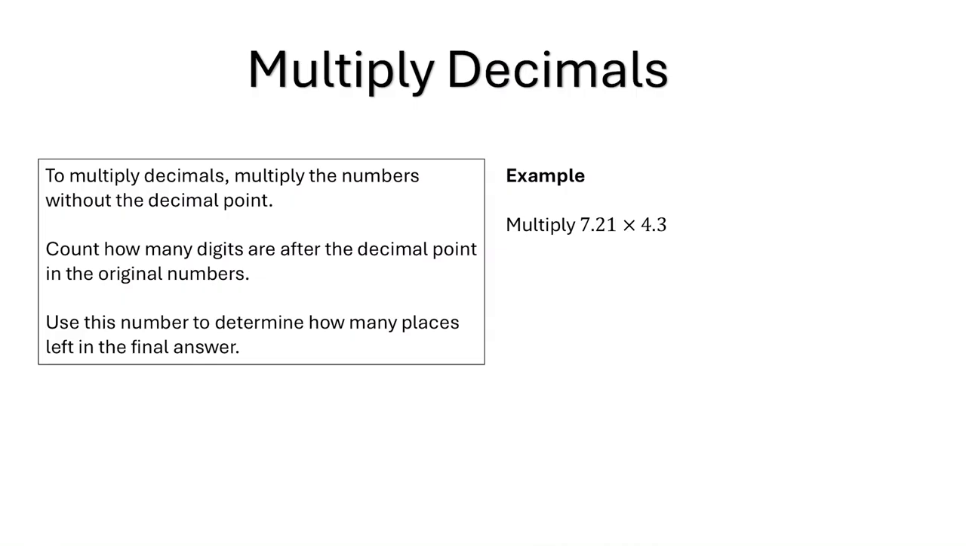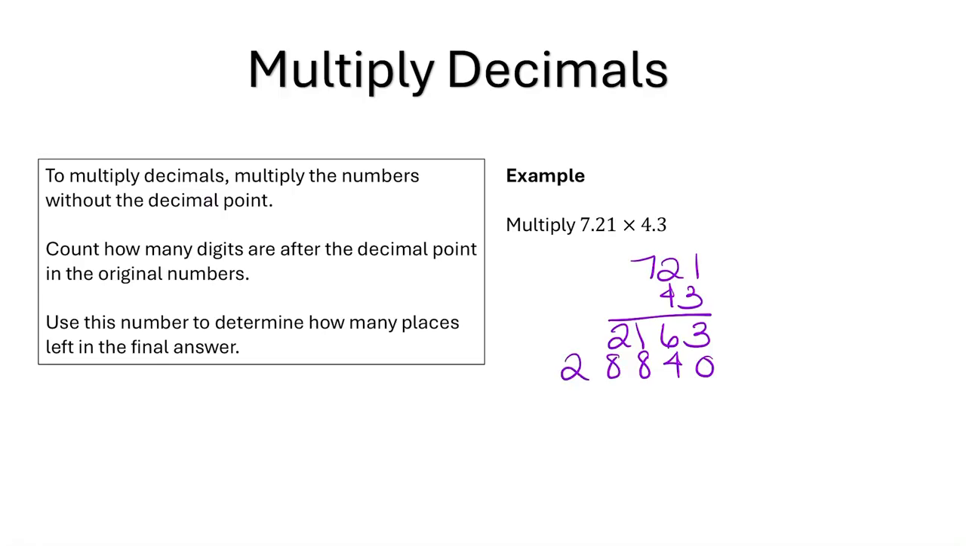We have 7.21 times 4.3. Once again, I'm going to multiply as though there's no decimal in this problem. So I'm just going to do, let's see, 1 times 3 is 3, 2 times 3 is 6, 7 times 3 is 21. And then I do the next row, so I'm going to add my 0. 4 times 1 is 4, 2 times 4 is 8, 7 times 4 is 28.